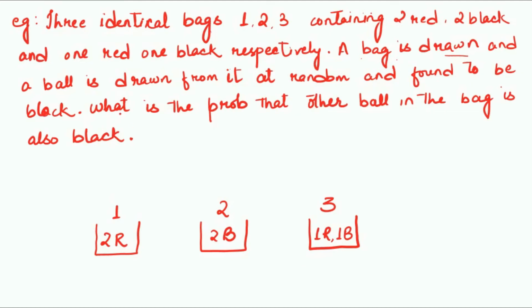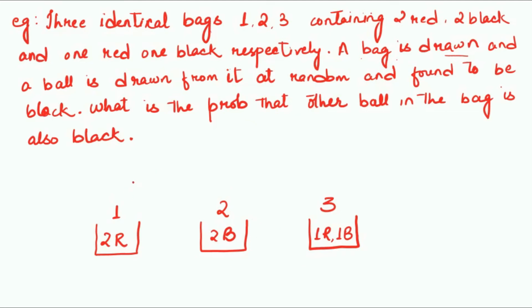The ball which you take out, you don't see the bag. You just put your hand inside the bucket, take out a ball from one of the bags, and you see that it is black. Then they are asking what is the probability that the other ball in the bag is also black.